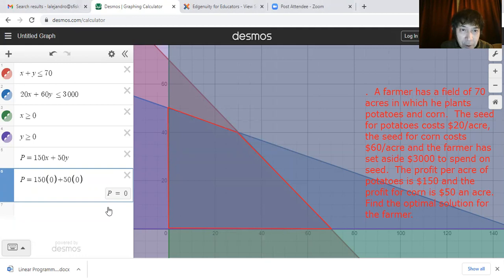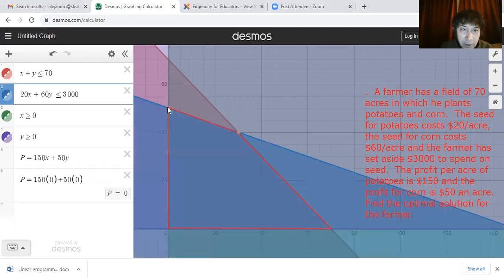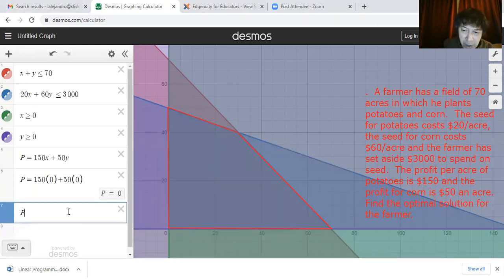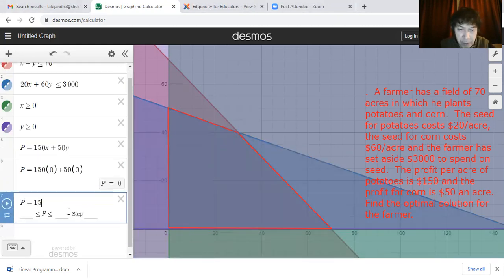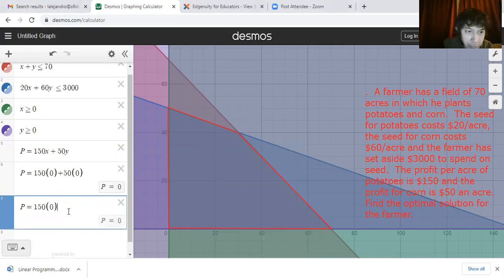All right, let's go to the next point. The next point is at 0, 50. Okay, 0, 50. And so we're going to make use of the same P statement. That's 150 multiplied by 0 plus 50 times 50.